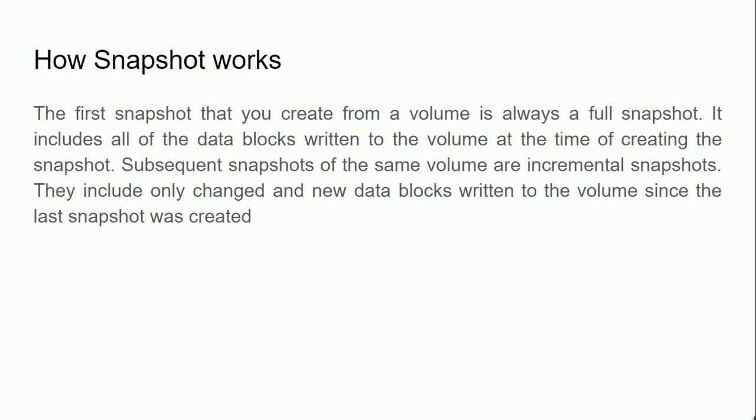How does a snapshot work? As I mentioned earlier, the first snapshot that you create from the volume is always a full snapshot. It includes all the data blocks written in the volume at the time of creating the snapshot. Subsequent snapshots of the same volume are incremental snapshots, containing only the changed and new data blocks written into the volume since the last snapshot was created. So this is how a snapshot works.